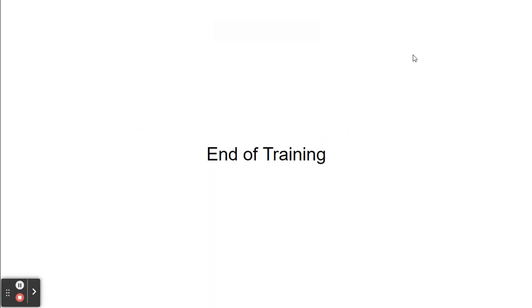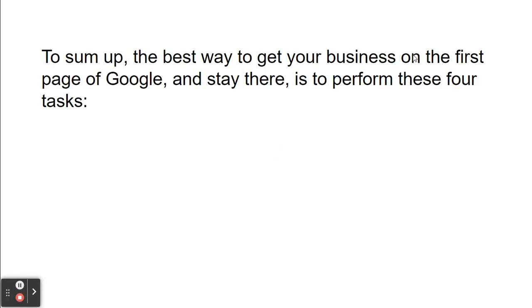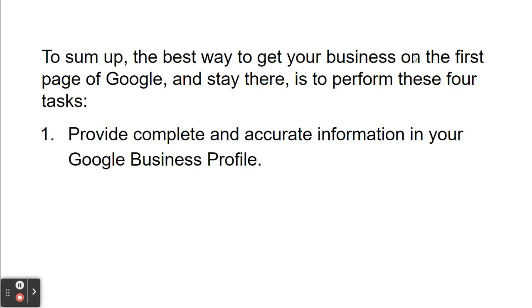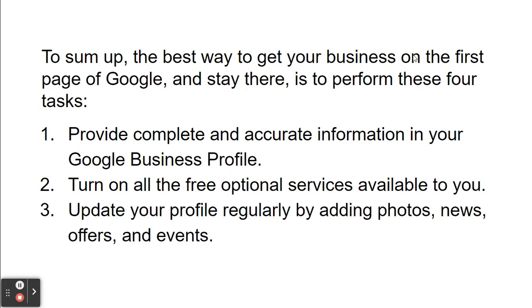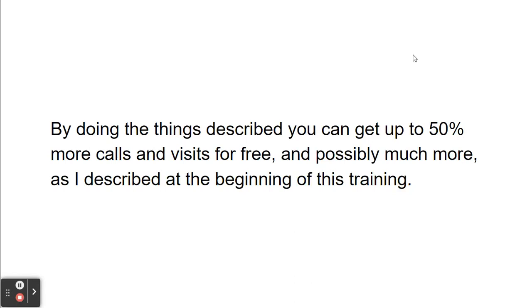So that pretty much wraps up my training today. To sum things up, the best way to get your business on the first page of Google and stay there is to perform these four tasks. Number one, provide complete and accurate information in your Google business profile. Number two, turn on all the free optional services that are available to you, and that will depend somewhat on the category that you have selected for your business. Three, update your profile regularly by adding photos, news, offers, and events. And lastly, ask for more reviews. By doing these things described, you can get up to 50% more calls and visits for free and possibly much more, as I described at the beginning of this training.